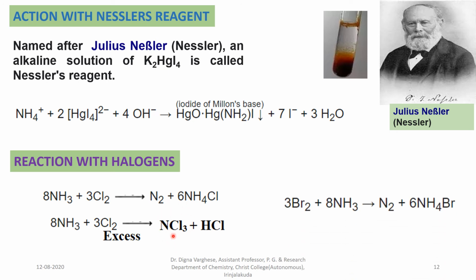If we take bromine as the halogen with ammonia in a limited amount, it will give nitrogen and ammonium bromide, which is a similar reaction to chlorine. And if bromine is taken in excess with ammonia, it will give nitrogen tribromide and hydrogen bromide, and nitrogen tribromide is highly unstable.